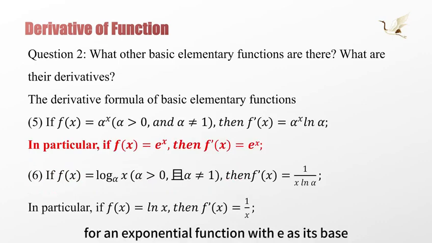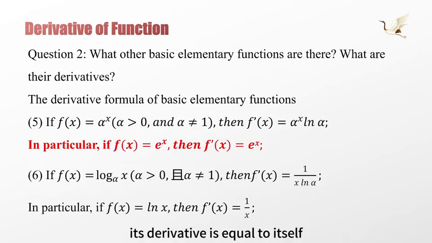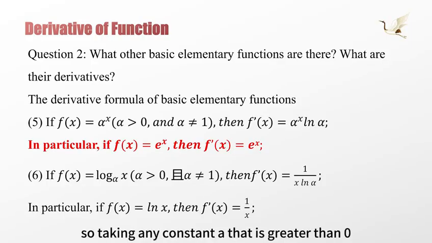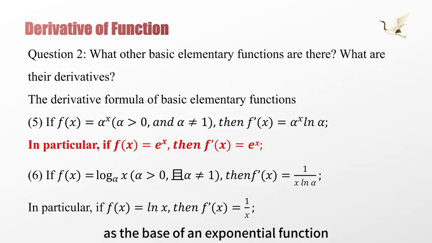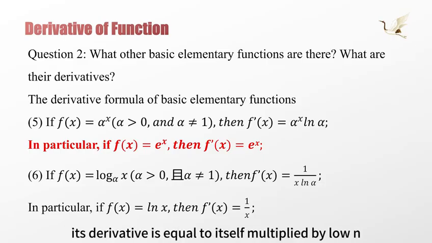For an exponential function with e as its base, its derivative is equal to itself. So, taking any constant a that is greater than 0 and not equal to 1 as the base of an exponential function, its derivative is equal to itself multiplied by ln a.